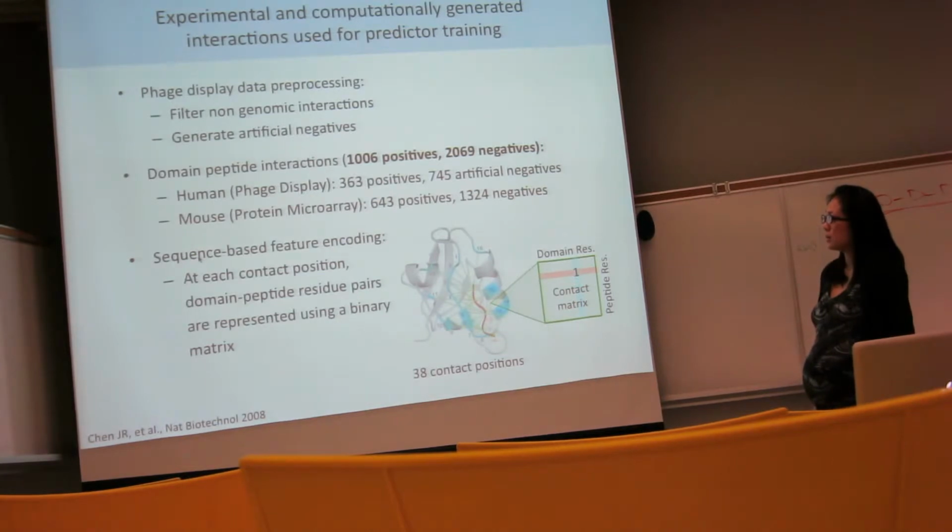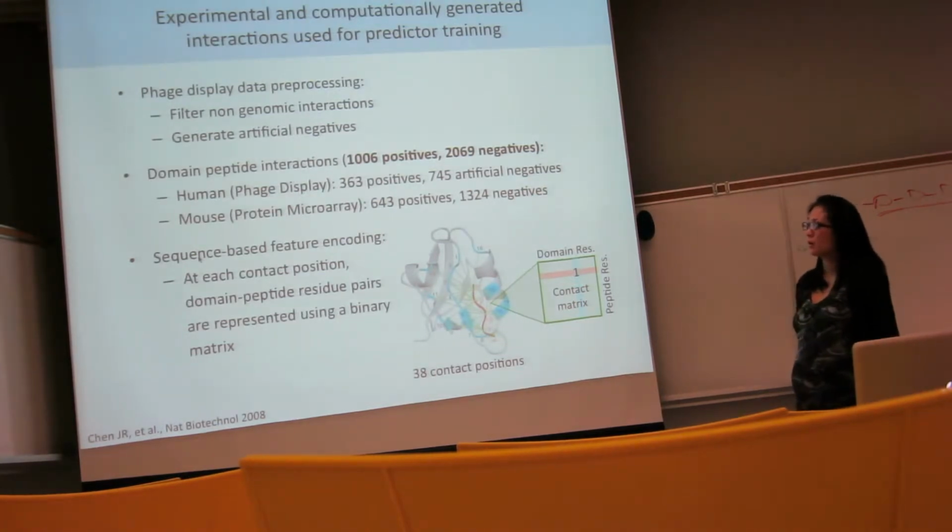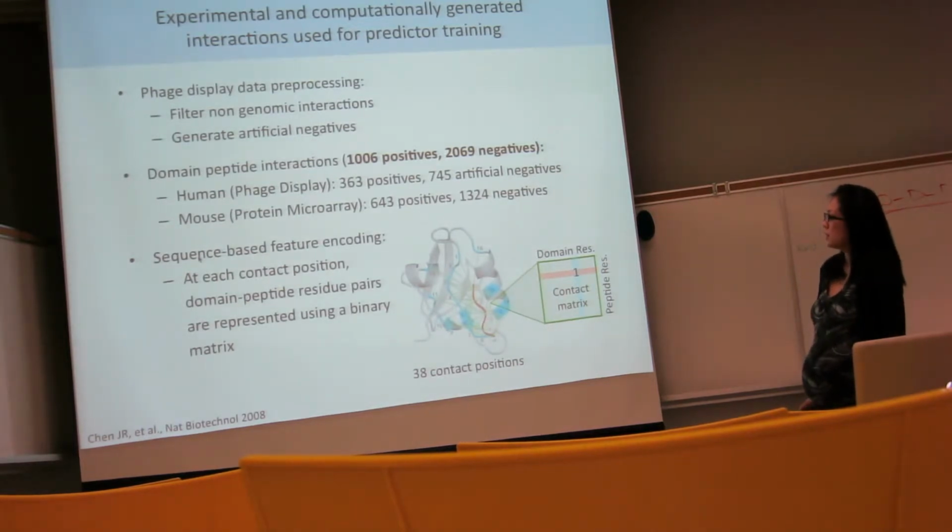And the second thing that we had to do was generate additional artificial negatives, because this data set only consists of positive interactions, and we need both positive and negative interactions to train the support vector machine. And this resulted in approximately 1,000 positive interactions and 2,000 negative interactions.